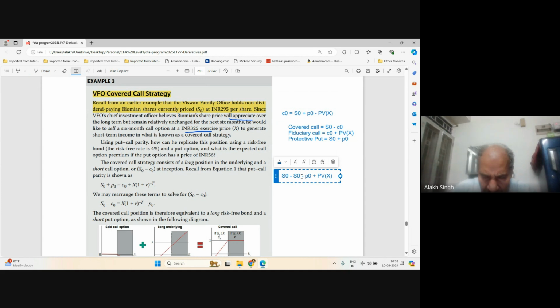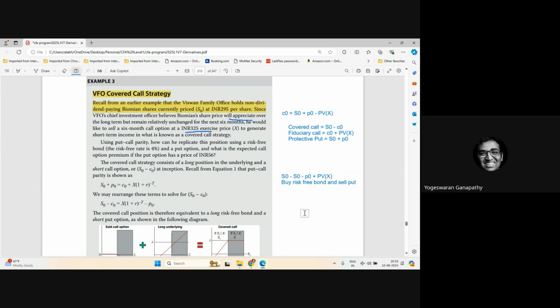So this S0 is cancelled. So this one is equal to what? What answer do I get? I get the answer that buy risk-free bond and sell put. That will give the answer of this question because it says using put call parity, how can he replicate this position using a risk-free bond? Means buy the risk-free bond and sell the put. That is what we get as the answer. Is this clear? Yes, sir, clear.